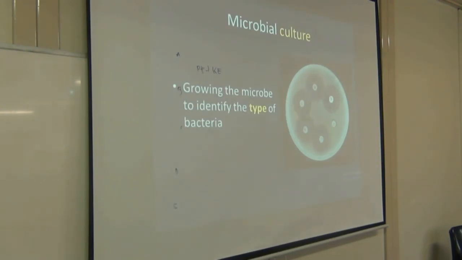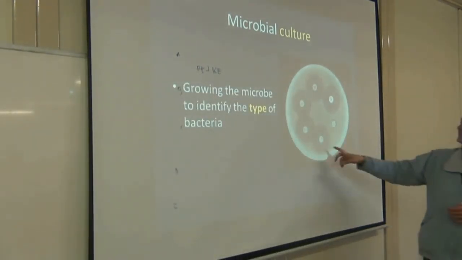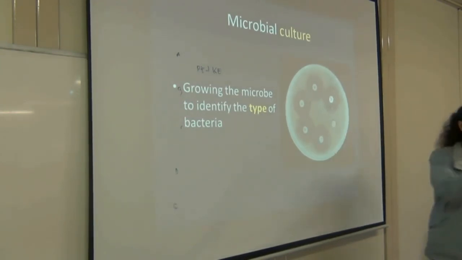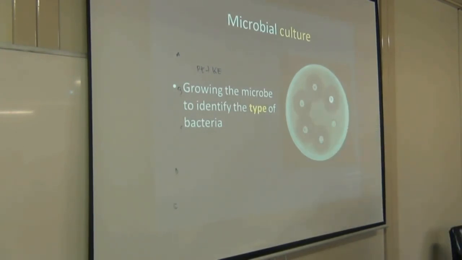So the microbial culture is about growing the microbe. We're swabbing the throat, we're putting the stuff from the swab on a plate like that, and we put it in an incubator where it can sit and grow nicely. The other thing they do if you're doing a culture and sensitivity is they will put little discs inside of these plates, and on the little disc they will put an antibiotic solution.